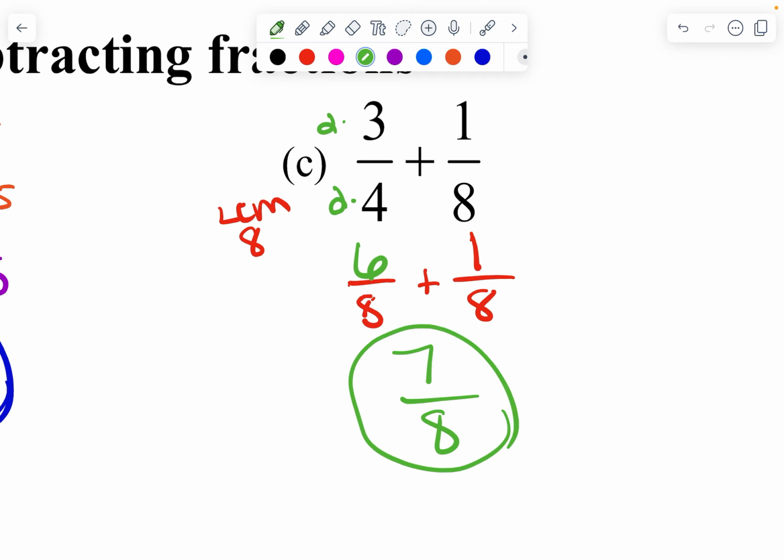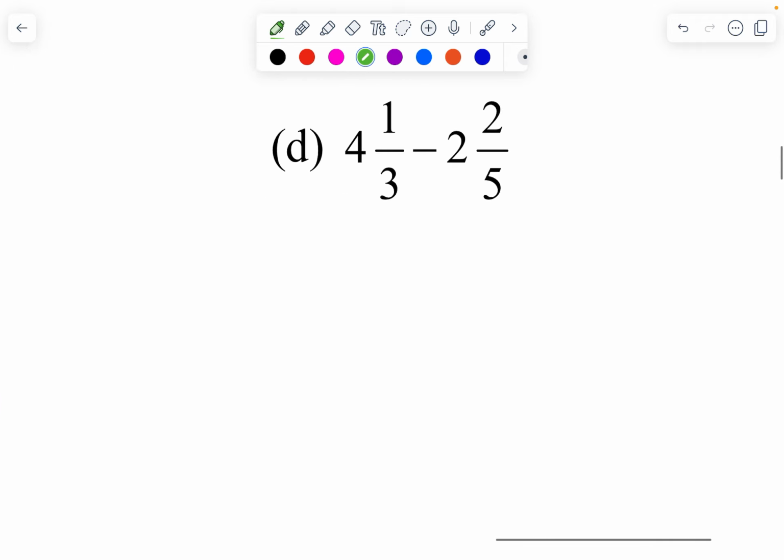All right, last but not least, we're going to move on to part D here, which is, well, a mess. Here's the issue. We have what are called mixed fractions. Probably the best way to deal with mixed fractions is to turn them improper and then deal with them. This way you don't have to try and borrow. Yes, you can borrow with fractions. It just becomes a big mess.